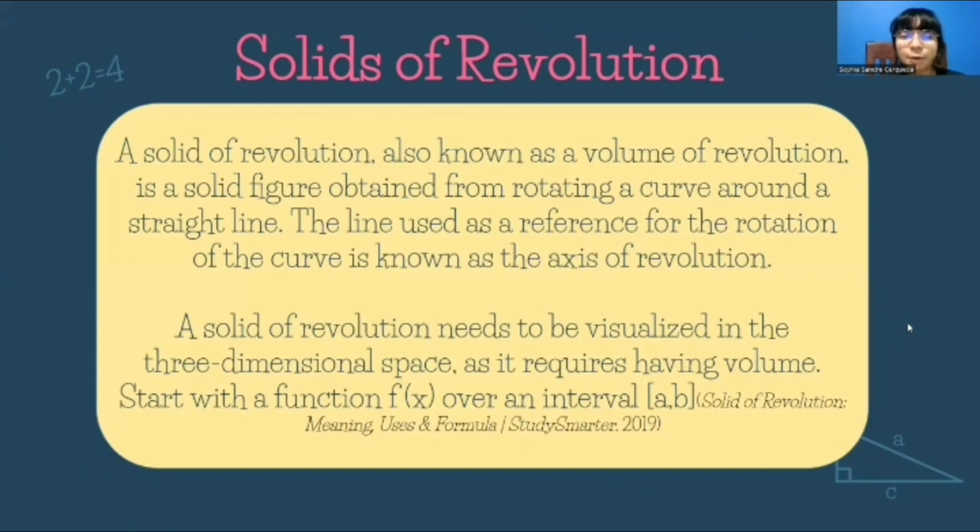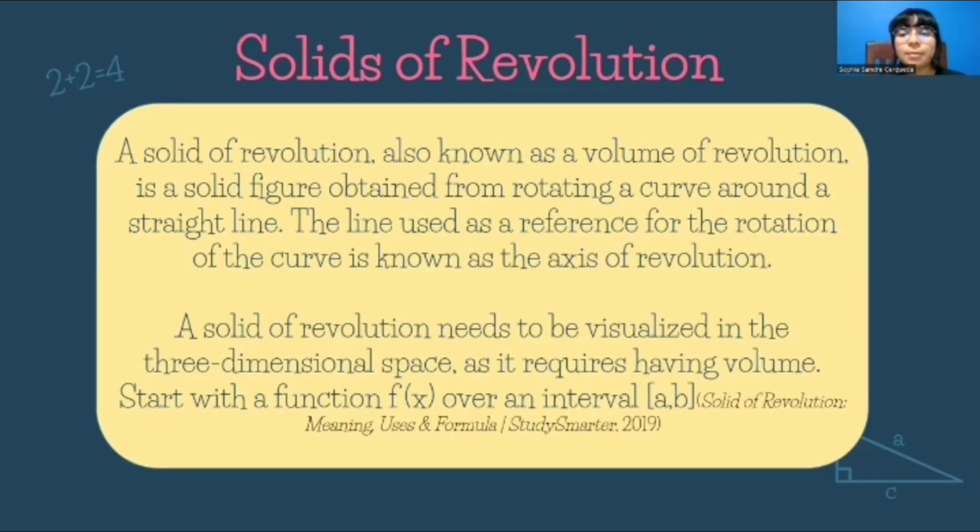Before we start to explain the project, we're going to explain what a solid of revolution is. It is also known as a volume of revolution. It's a solid figure obtained from rotating a curve around a straight line. The line used as a reference for the rotation of the curve is known as the axis of revolution. This information is important because, in this case, with the avocado, we're going to use the x-axis. So this is very important.